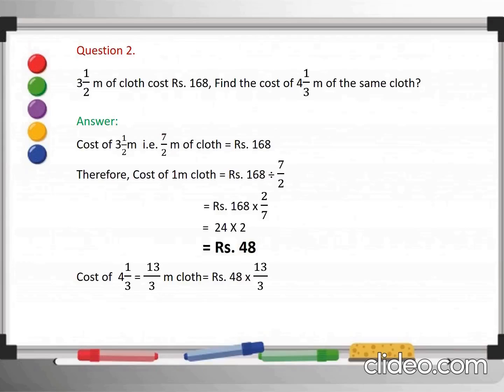Now we can cancel 48 and 3 by 3 table. So 3 ones are 3, 3 16s are 48. So 16 into 13, which is equal to 208. Therefore, what is the cost of 13 upon 3 meter cloth? Rupees 208. Now next question. Question number 3.